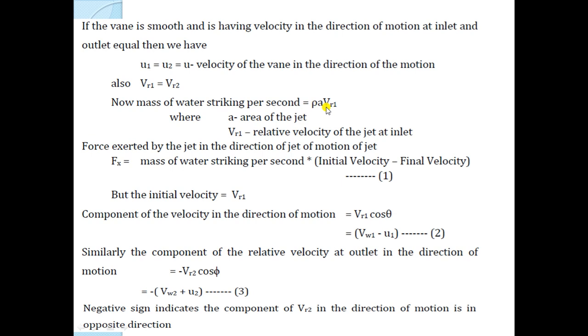So in the previous case, we had taken V minus U, which was the algebraic difference. Here it is the vector difference. So mass of water striking per second is rho A Vr1, where A is the area of the jet and Vr1 is the relative velocity of the jet at inlet. Likewise, the force exerted by the jet in the direction of motion of the jet will be mass of water striking per second into initial velocity in the direction of motion of the jet minus final velocity in the direction of motion of the jet. But initial velocity is Vr1, final velocity is Vr1 cos theta, that is the horizontal component of it.